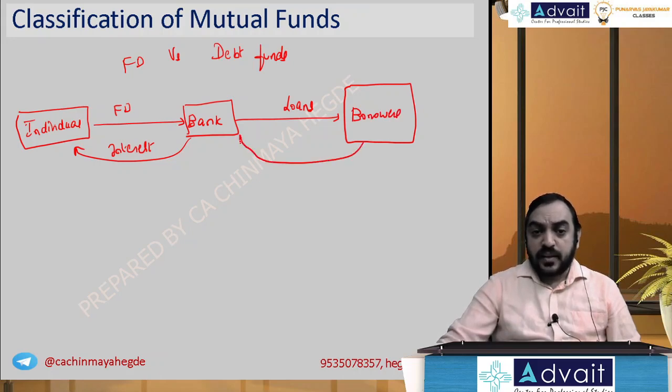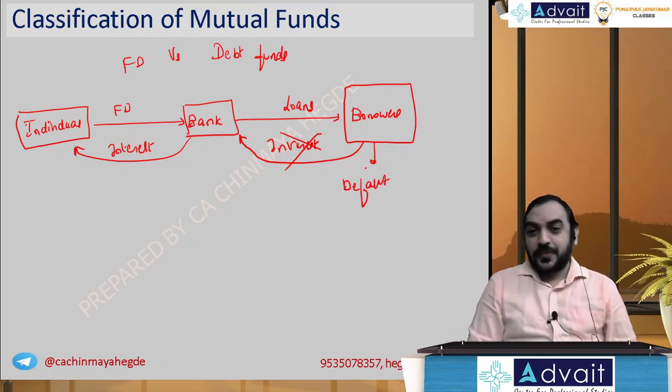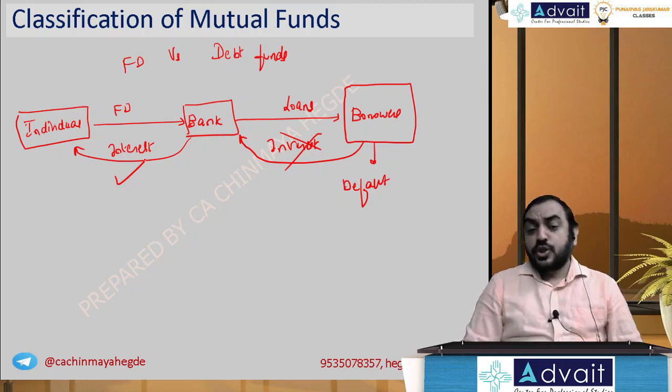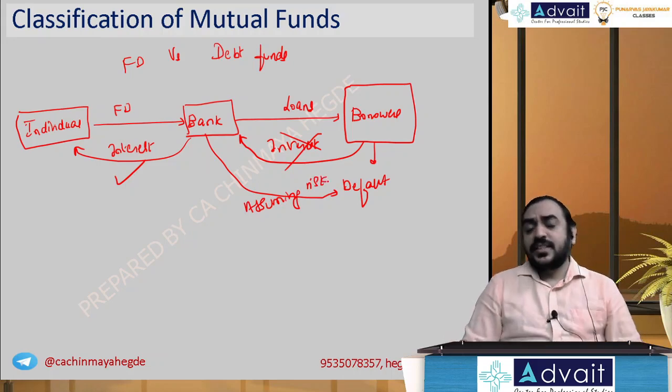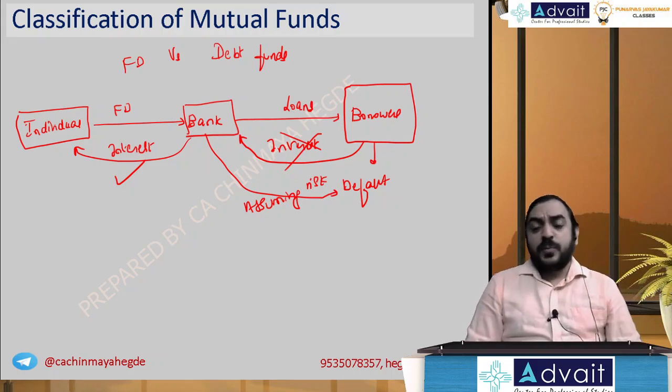And borrowers pay interest. Now, if borrowers don't pay interest, if there is a default, will you get the interest or not? What do you think? Will the FD interest be paid or not paid? Yes, it should be paid. So the bank is assuming this loss. The bank is assuming this risk. That's why you have low risk, in fact no risk. That's why FD rates will be very, very low.